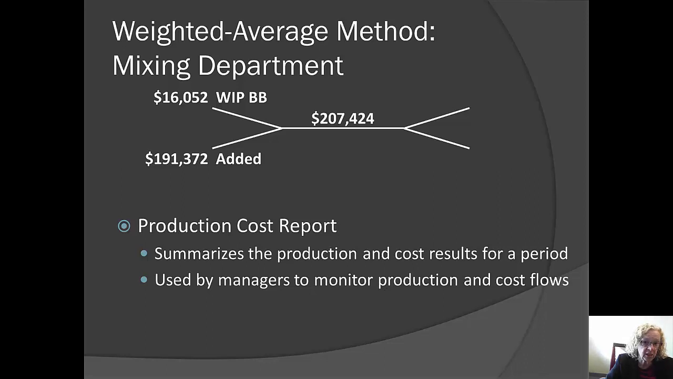Now, where did those costs go? We just figured out how much of it was associated with units that got finished and were transferred out, and the remainder is in the work in process ending balance at the end of the period. Firms use a production cost report to summarize these results and to monitor the efficiency of their production processes.